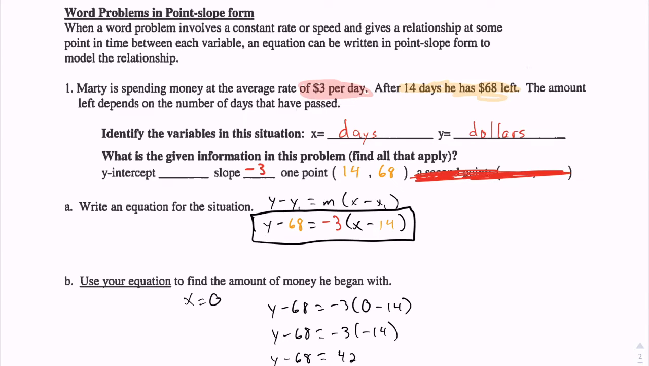And then to solve for y, you have to add 68 to both sides. And with this, you get y equals $110. Okay? And then up in this information, your y-intercept is going to be the point 0, 110. Okay? And when they ask for a y-intercept, you need to give coordinates. Okay?